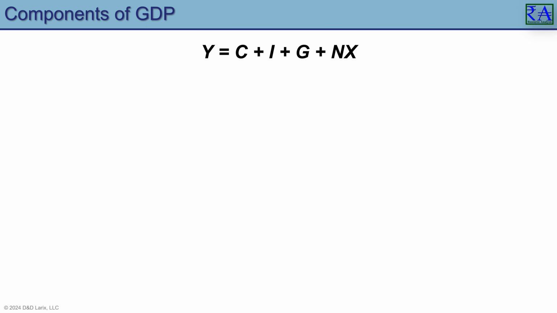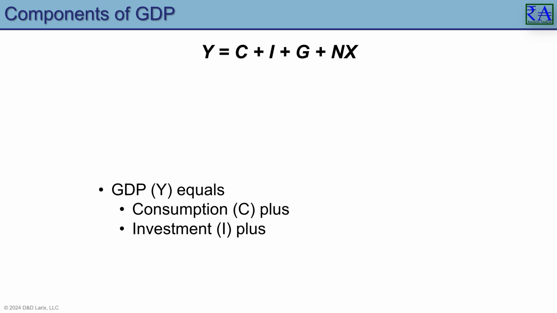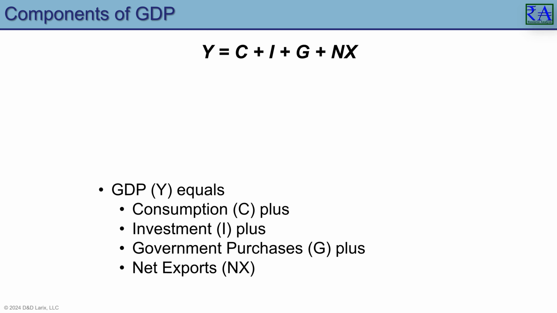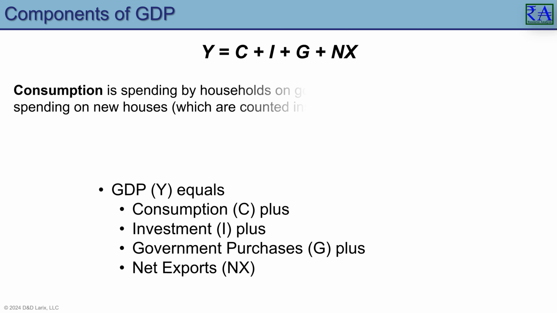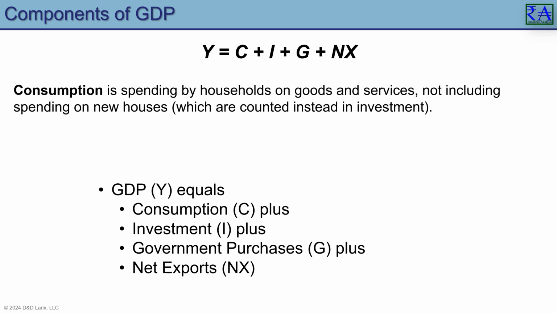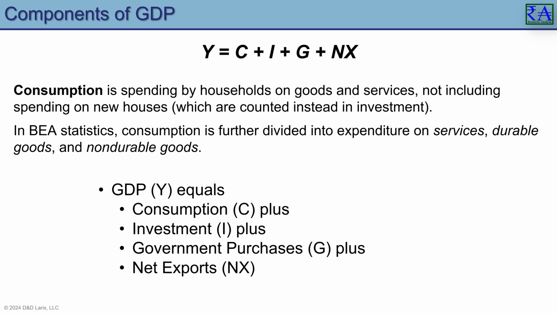I keep coming back to this simple equation as it sums up the components of GDP. Y equals C plus I plus G plus NX. The equation tells us that GDP, Y, equals consumption, C, plus investments, I, plus government purchases, G, plus net exports, NX.